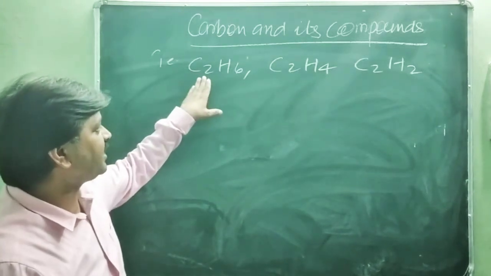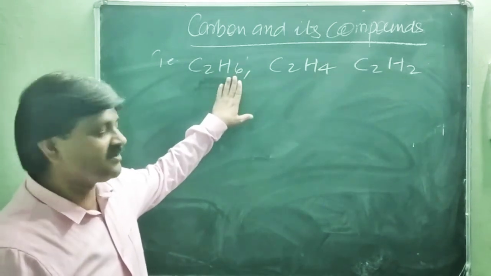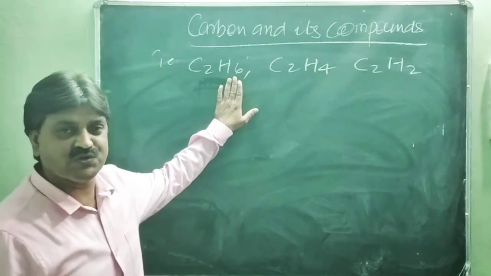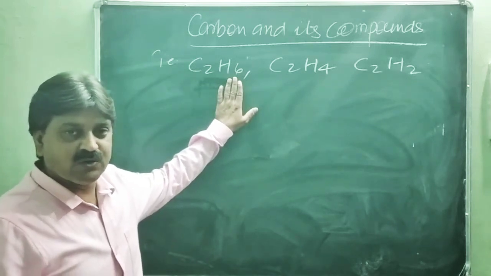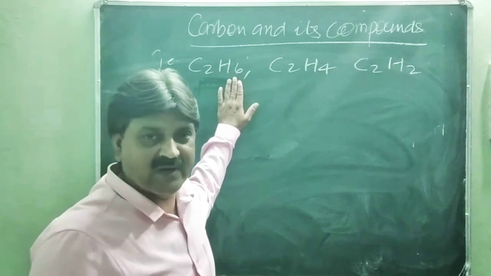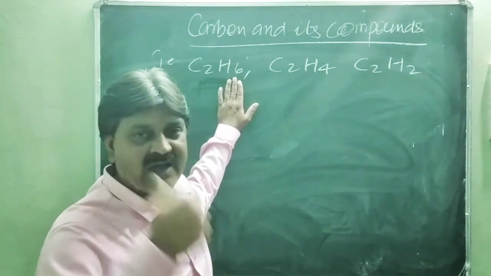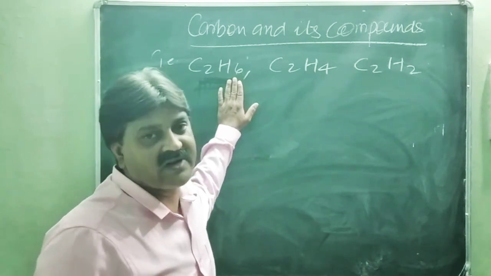So how many central atoms? There are 2 central atoms, C2. And how many hydrogen atoms? 6 hydrogen atoms. These are the associated atoms, meaning the 2 central carbon atoms are bonded to the 6 hydrogen atoms. So how many hydrogens go to each carbon atom? Obviously clear, 3 hydrogens are bonded to 1 carbon atom.